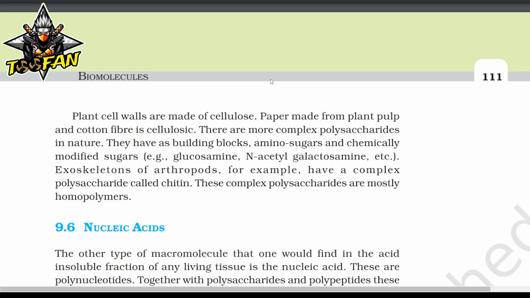There are more complex polysaccharides in nature. They have as building blocks amino sugars and chemically modified sugars, for example glucosamine and N-acetylgalactosamine, etc. The exoskeleton of arthropods, for example, has a complex polysaccharide called chitin. These complex polysaccharides are mostly homopolymers.